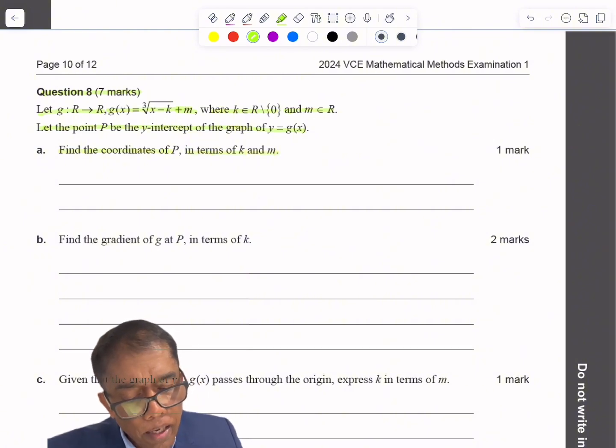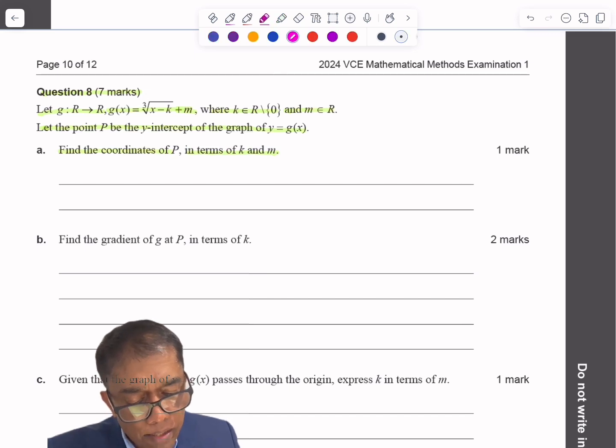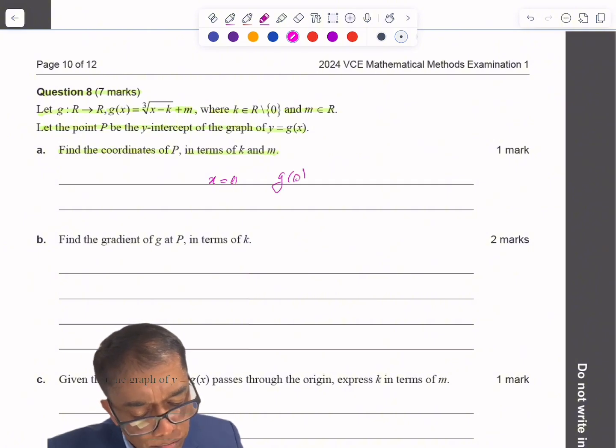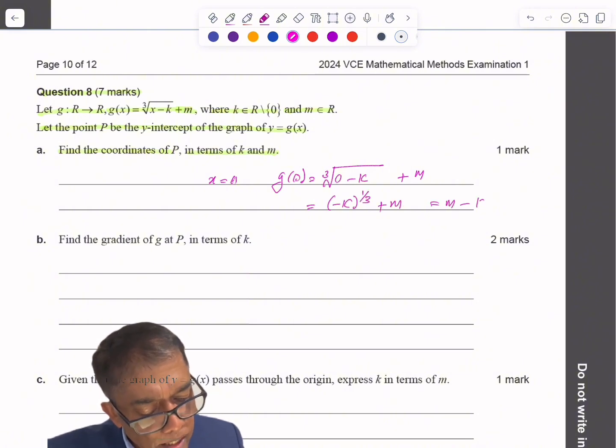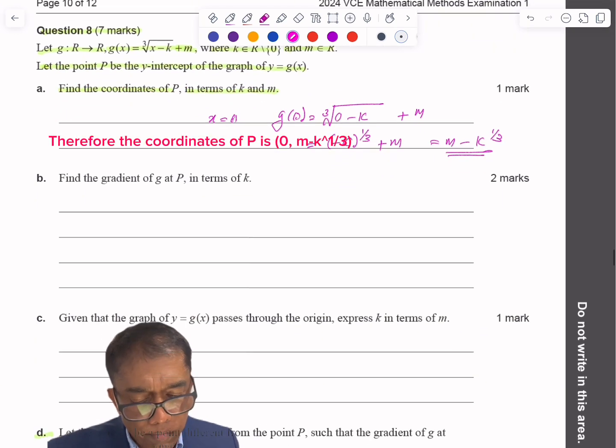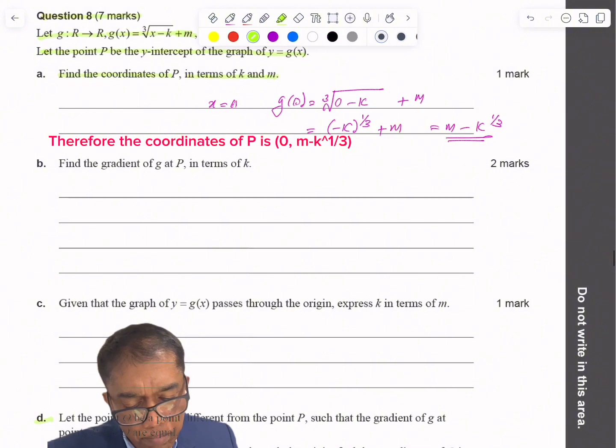What is P? Actually, P is the y-intercept. The y-intercept occurs when x is equal to 0. That means g of 0, which is 0 minus k to the power of 1/3 plus m, negative k to the power of 1/3 plus m, so m minus k to the power of 1/3. This is the answer. Let's consider part B.